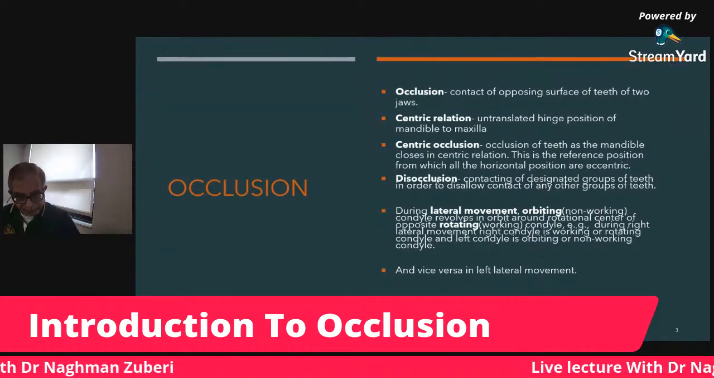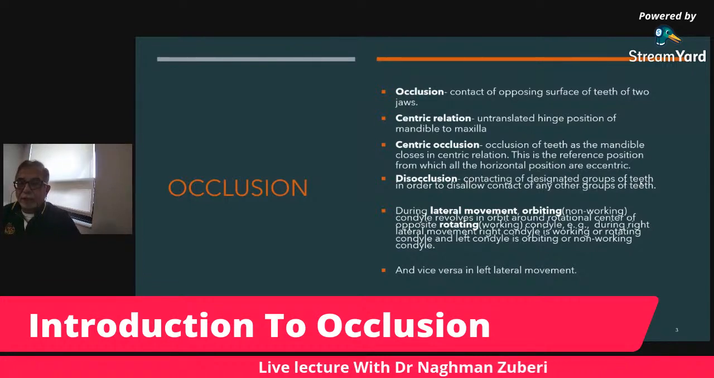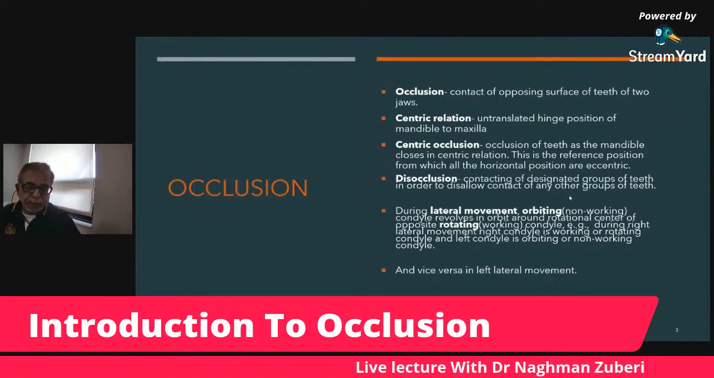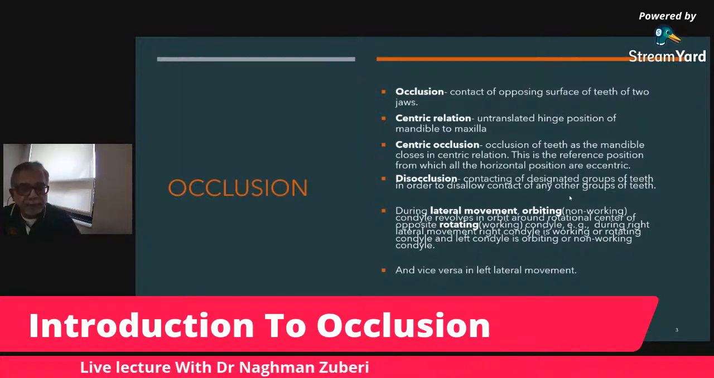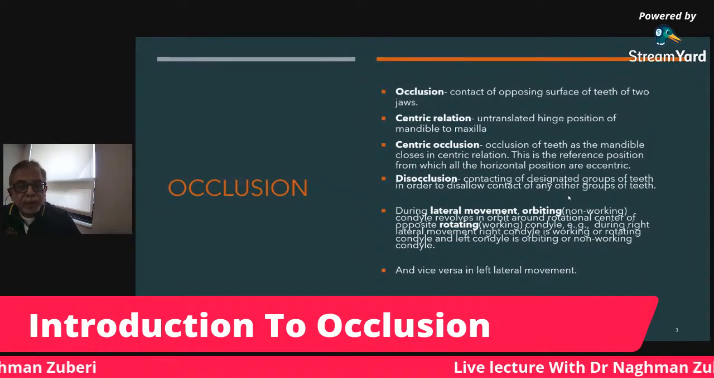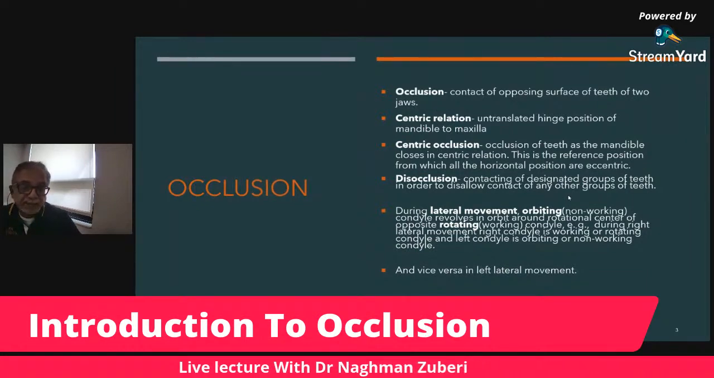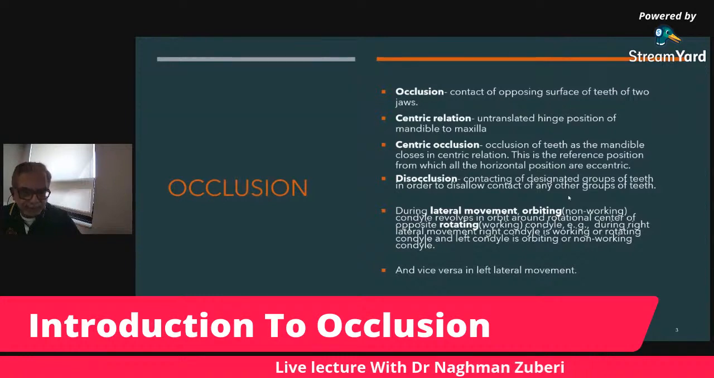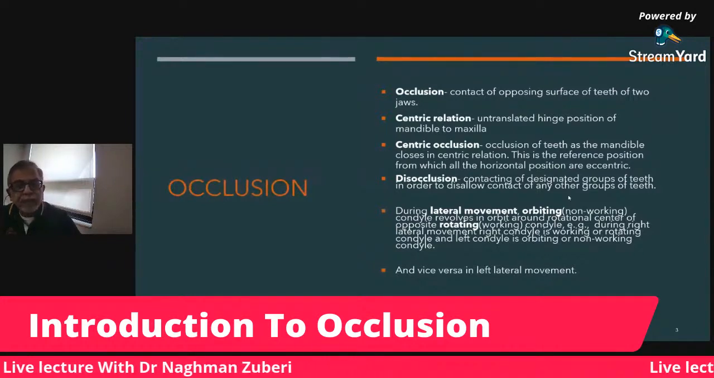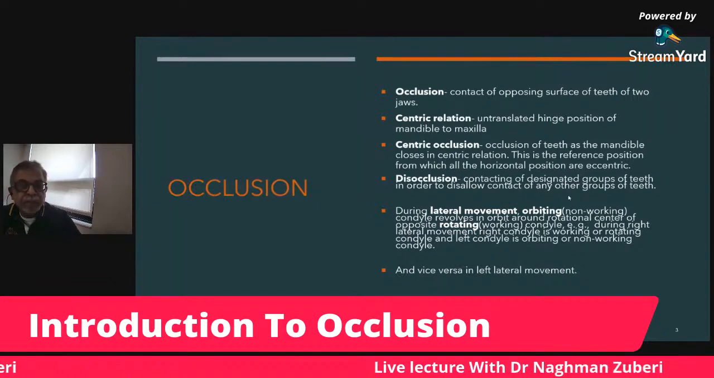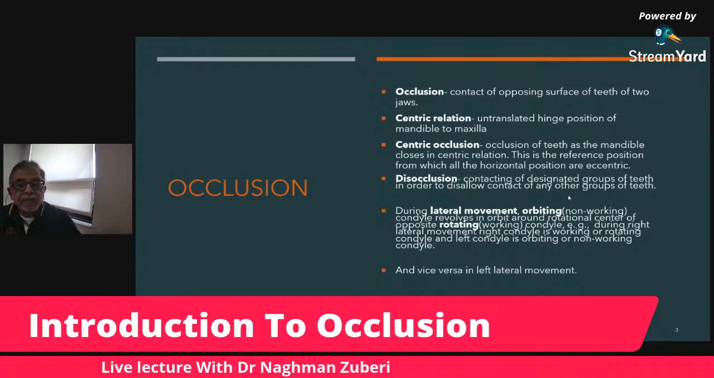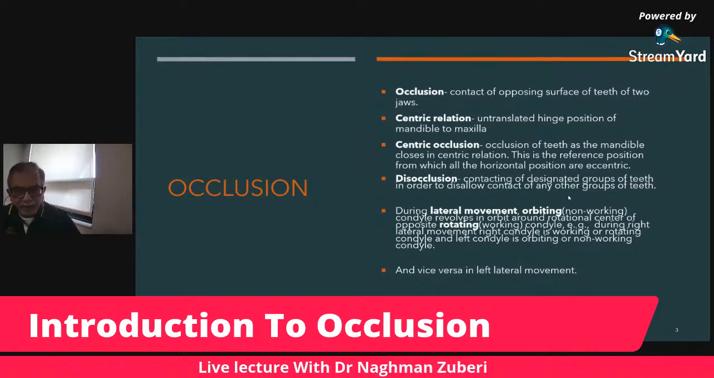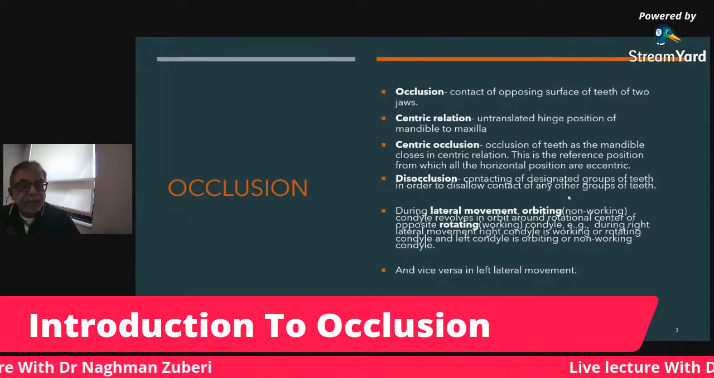Disocclusion is the contacting of designated groups of teeth in order to disallow contact of any other groups of teeth. To understand this phenomenon, bring your lower anterior teeth, incisors, forward and just bite upper and lower incisors together. You will feel that your posterior teeth are disoccluded. So that is disocclusion: certain teeth are in contact, and another group of teeth is disoccluded.